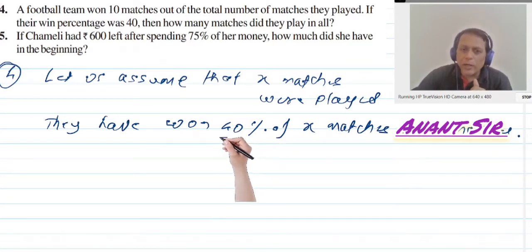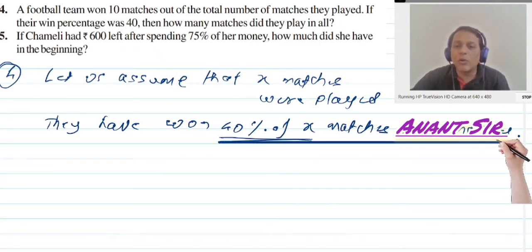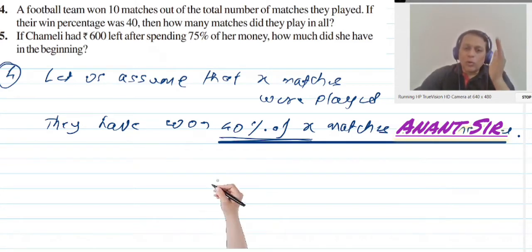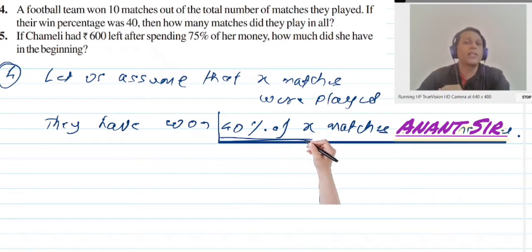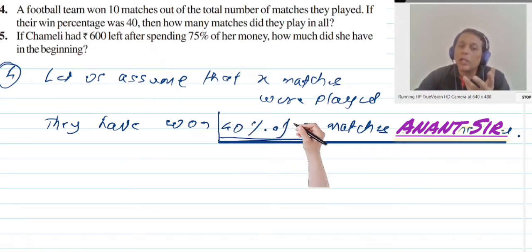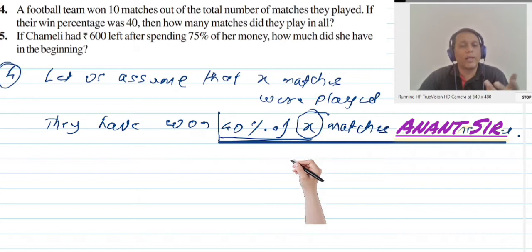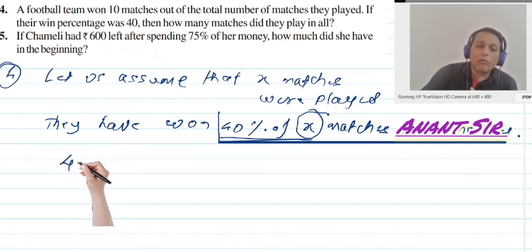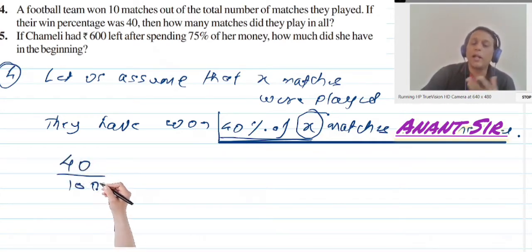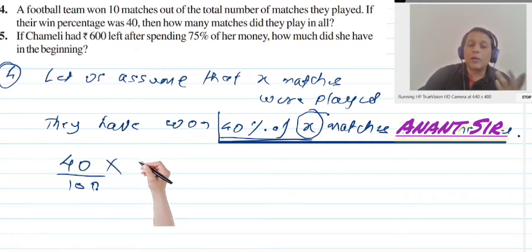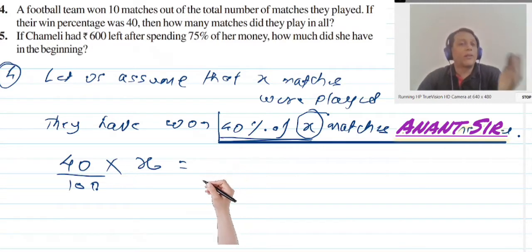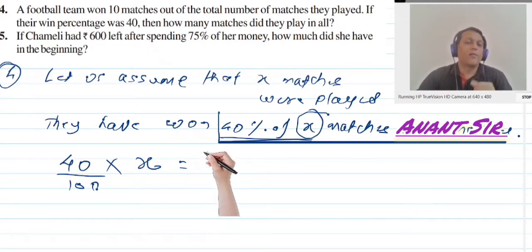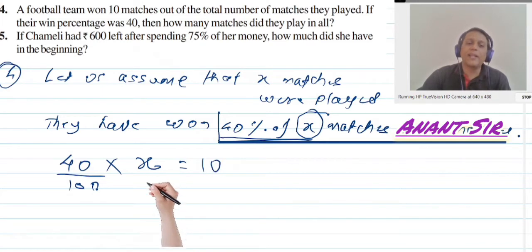Now I am just going to solve this. If you can write this statement, then it's very easy for you to solve further. You have to just understand how we can write this. 40% of the total matches they played, they have won. What were the total number of matches? We don't know. We have taken it as x. So now 40% is 40 by 100, percent is out of 100. 40% of the total matches, we don't know. And 40% of the total matches they have won. And what is that number? That is 10. That's it.